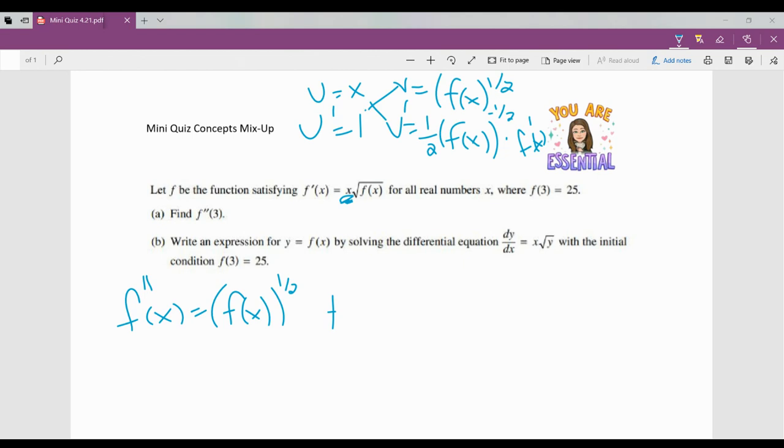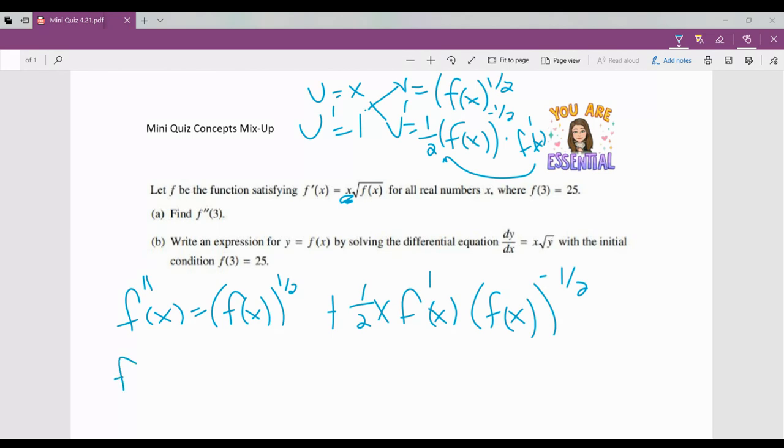So we've got 1/2 x f prime of x times f of x to the negative 1/2. And I just moved that f prime of x out in front, like right up here. I just moved that out in front. Okay? So now that we have that, we have to figure out what f double prime of 3 is.